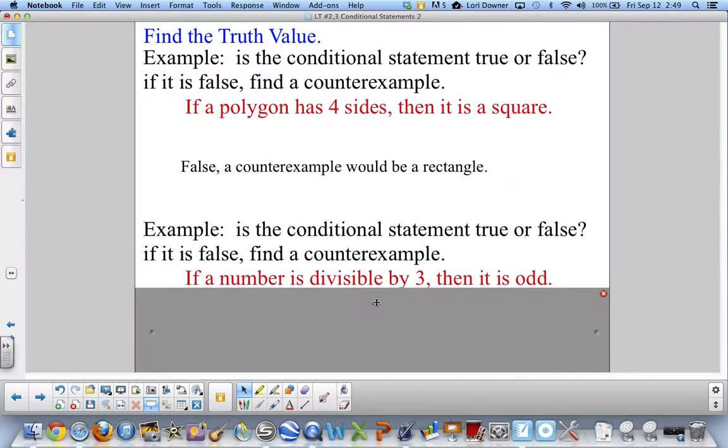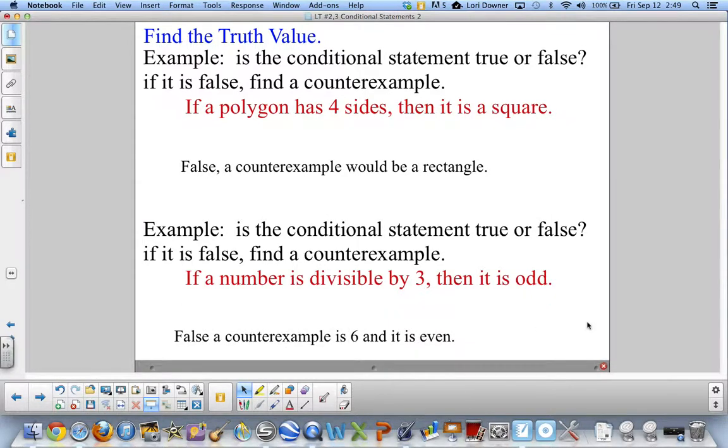Another example, if a number is divisible by 3, then it is odd. Try this on your own. You could say false for many counterexamples. 6, it's even.